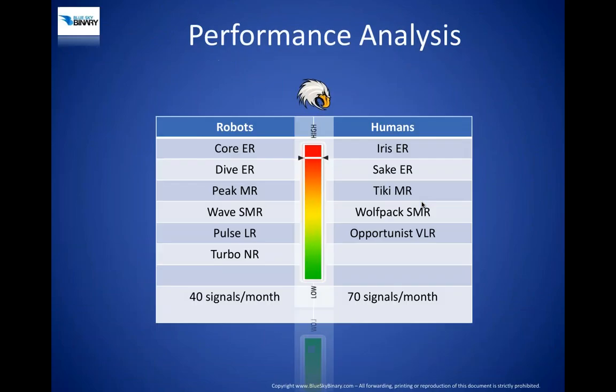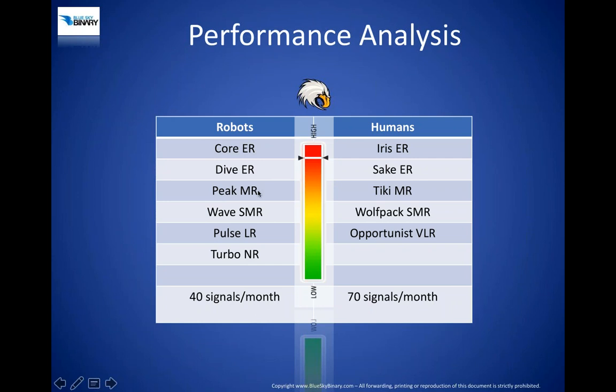Okay, so we went over the humans and the robots, and this is the output. This is the summary that you're seeing here. From the robots, you have Core, which can be put on at ER. You have Dive, which should be put on at ER. And these are all Hawkeye settings.